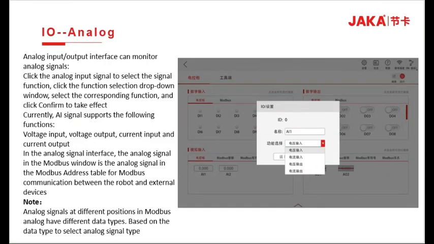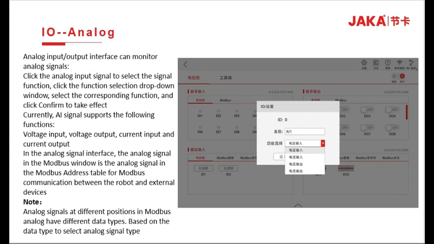Analog input-output interface can monitor analog signals. Click the analog input signal to select the signal function. Click the function selection drop-down window, select the corresponding function and click confirm to take effect. Currently, AI signals support the following functions: voltage input, voltage output, current input and current output.